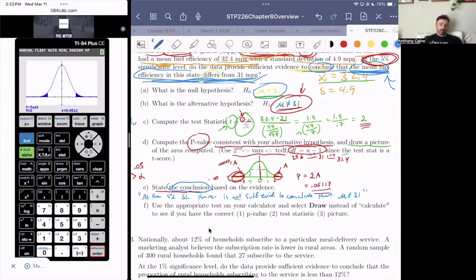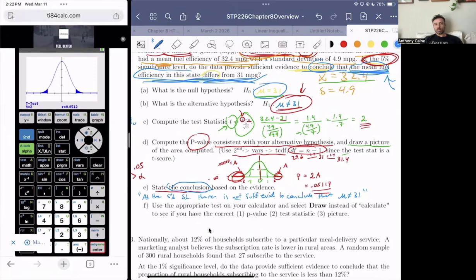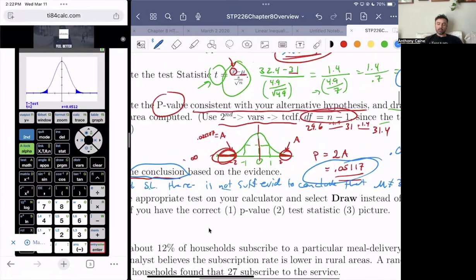And we can see on the bottom left of that calculator screen, t equals 2. So that's our test statistic. We can see in the bottom center, the p-value, they rounded. They have 0.0512, right? We got 0.05117, so that just rounded up. And we can see that their little area agrees with what we drew, right? It's at least 2 units from zero. Okay.